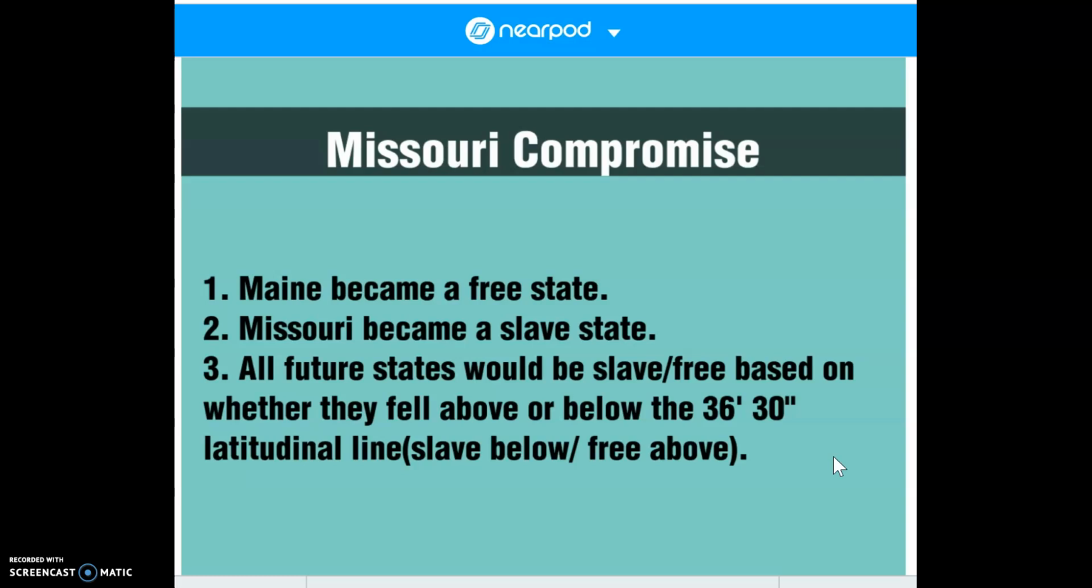So the compromise was this. They decided that Maine would also become a free state. Maine, if you remember from earlier in the year, was part of Massachusetts. Maine now becomes part of the United States as it breaks off from Massachusetts, so to speak, becomes its own state, and it becomes a free state. Missouri comes into the Union as a slave state, and then this number 3 is kind of a big deal. All future states would be slave or free based on whether they fell above or below the 36°30′ latitudinal line.